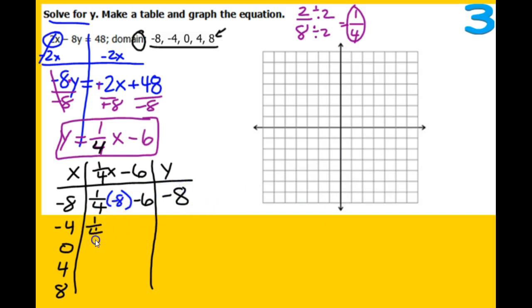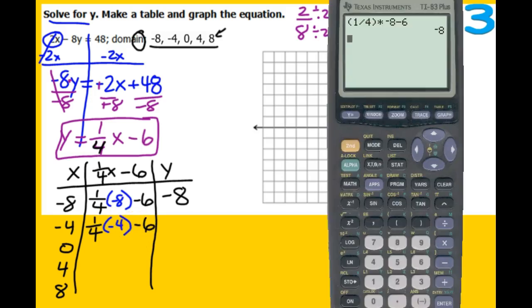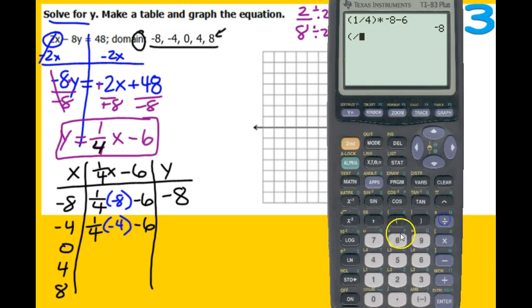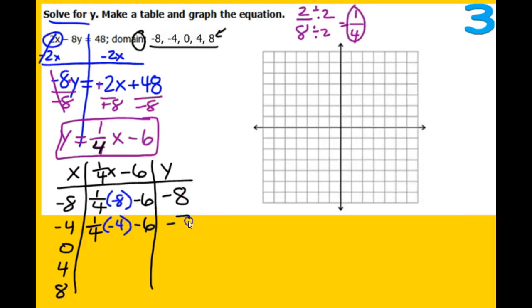Then we're going to plug in a negative 4. 1/4 times negative 4, and then we're going to minus 6, subtract 6. So again, in parentheses, 1 divided by 4 times negative 4, and then minus 6. I get a negative 7.